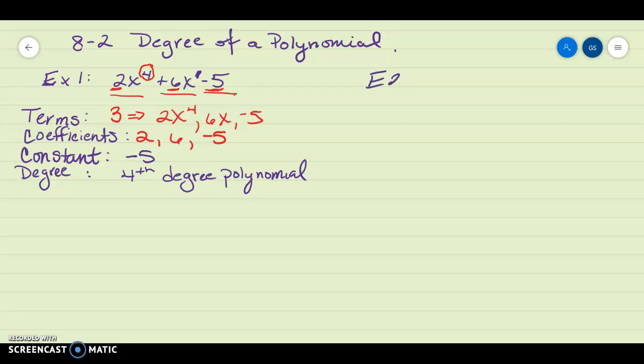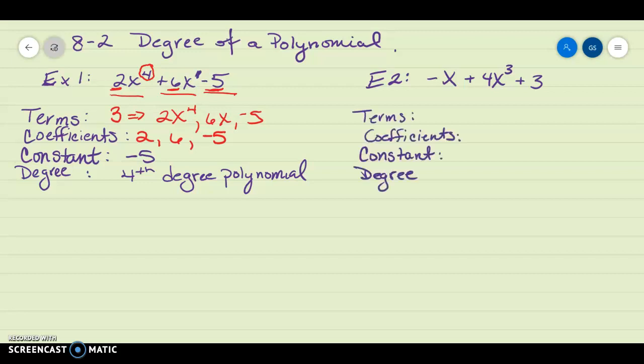Example 2. Negative x plus 4x to the 3rd plus 3. I'm going to skip terms, coefficients, and constants. Actually, you know what? I'll have you do them. So pause. You guys pause for a minute and fill in the terms, the coefficients, the constant, and then we'll come back to see if you know what the degree of the polynomial is. Okay, so here are the answers, the terms, the coefficients, and the constant.